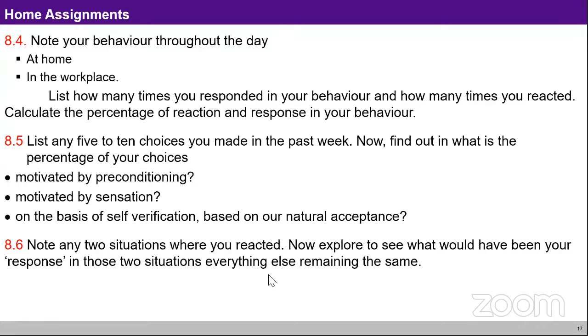After reacting, we usually feel guilty. So you have to see it for yourself. You have to verify within yourself, right? This is something which is our own assignment.